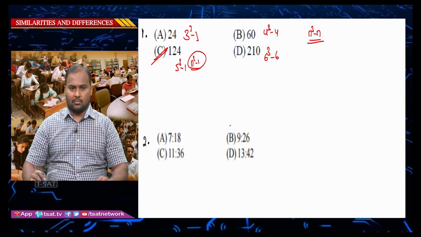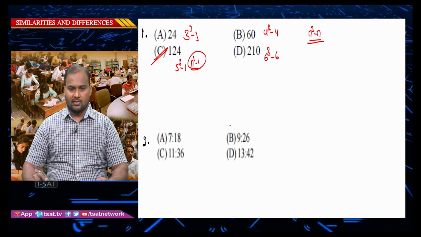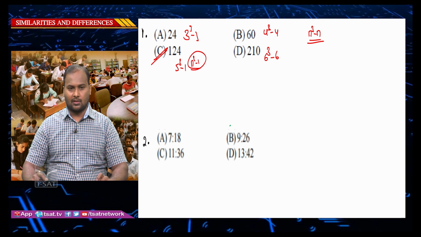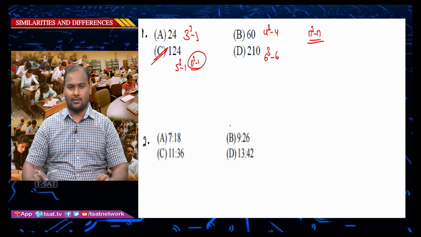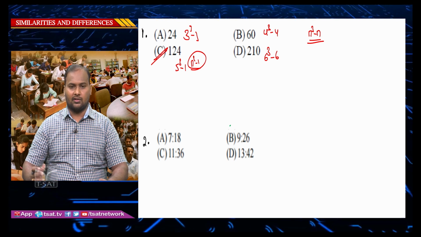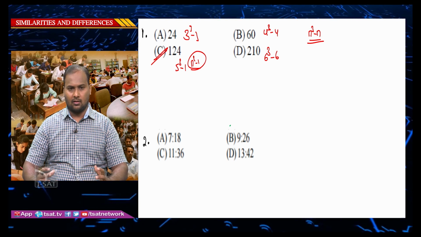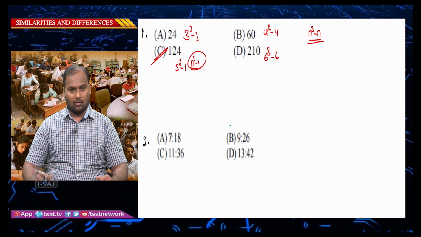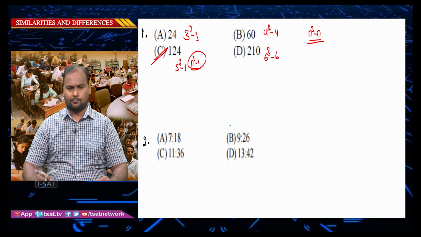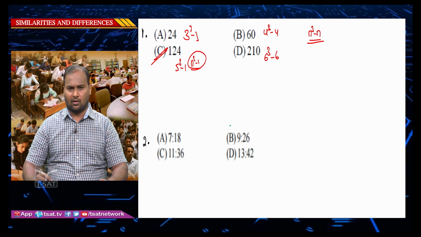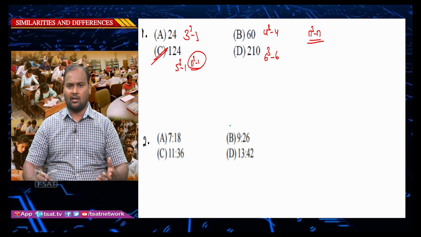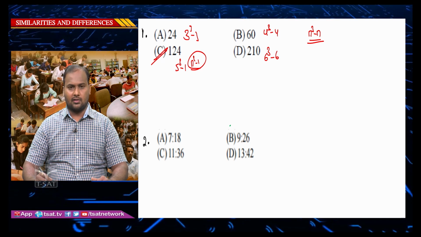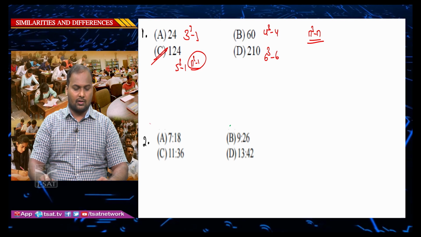In this question, see the numbers 7, 18, 9, 26, 11, 36, 13, 42. First you try to observe the range of numbers, 7 and 18, 9 and 26. How much range is there? Whether I have to take a difference, or multiply with some number, or do a combination, or check with the squares or cubes. Definitely I can say that squares or cubes are not possible, because for 7 and 18 I can't apply the squares and cubes logic. Then what is the logic I can apply here? The logic is based on combination.